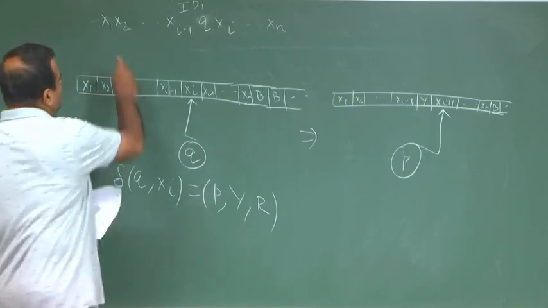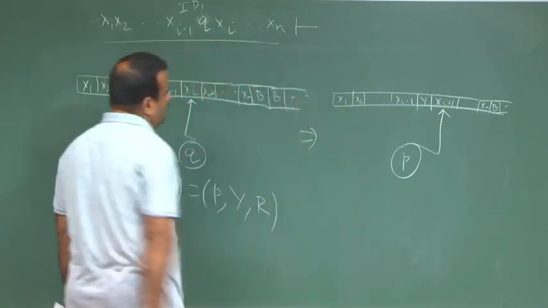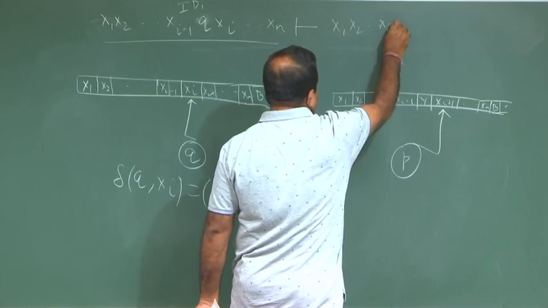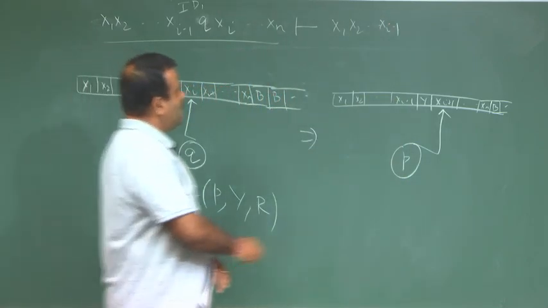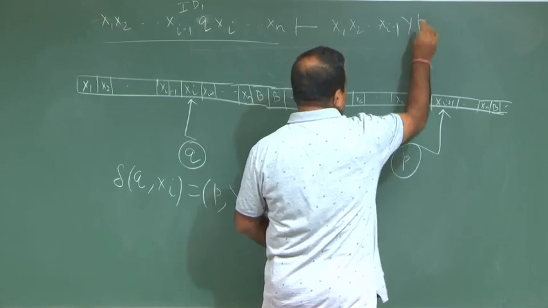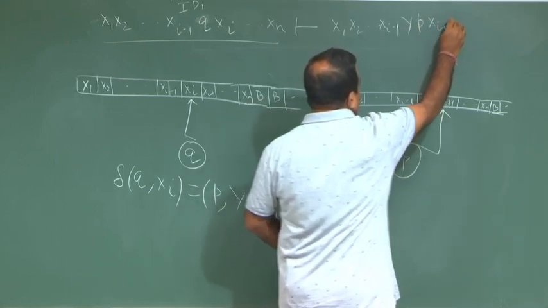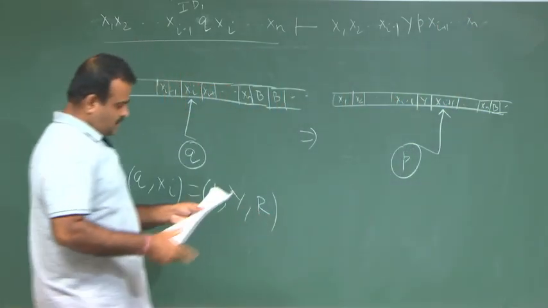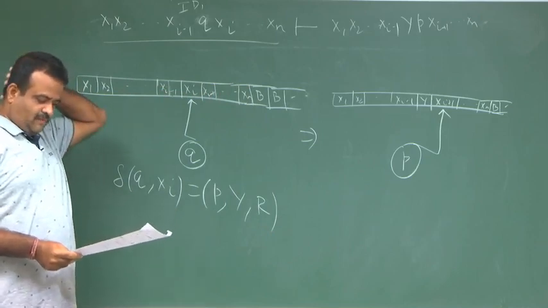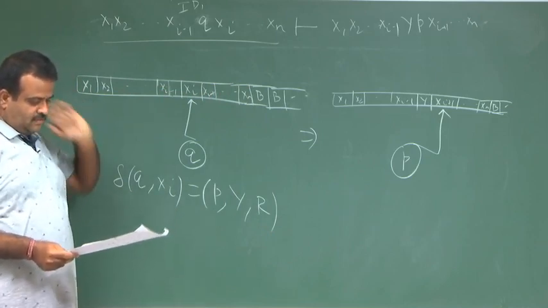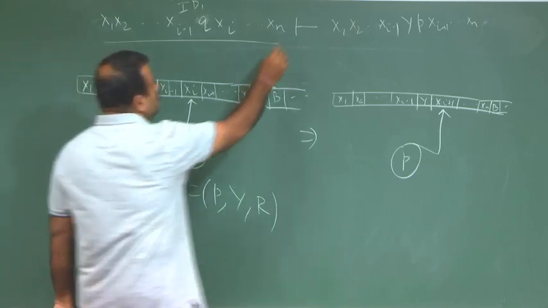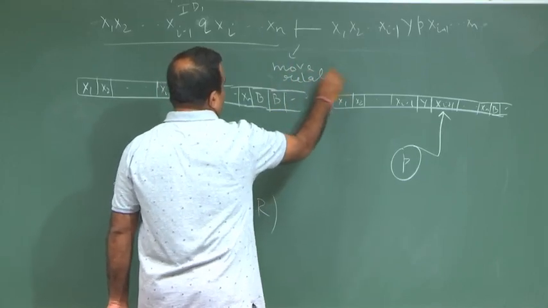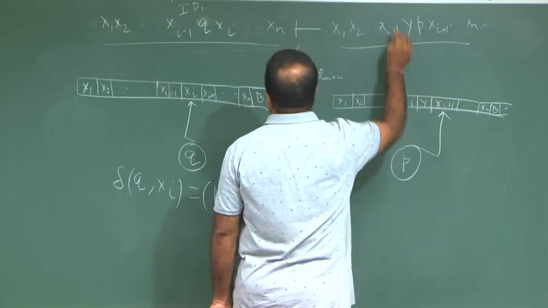Now, what is the corresponding ID for that? This is the ID. So, we have x 1, x 2, then x I minus 1, then we have y, then this is p and this is x I plus 1 dot x n like this. Okay. So, this is the situation we have. Now, this is called the move relation, from one ID to another ID. So, this is ID 2.